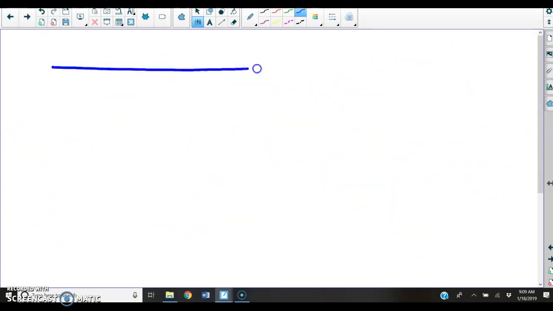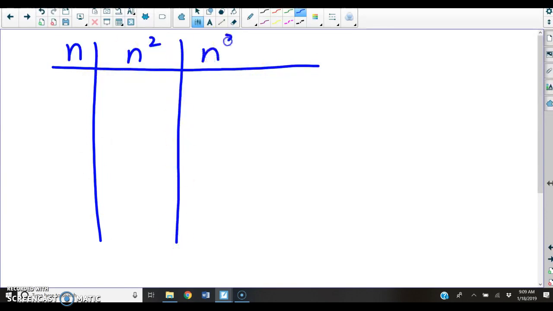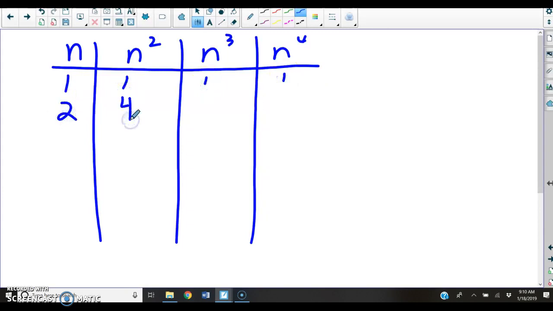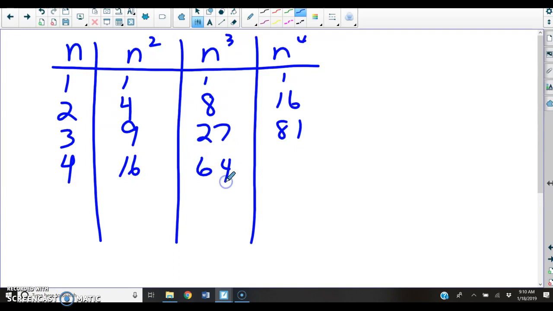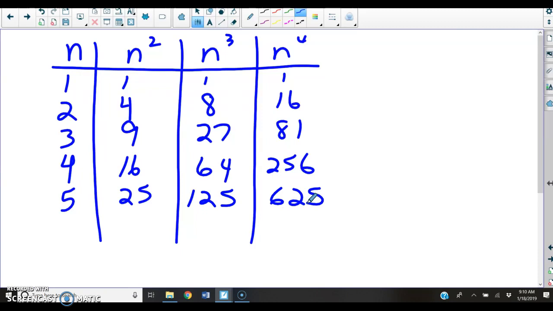FYI, some people like to make themselves a chart. And they might even do n to the 4th. So 1, of course, is easy. But if my number is 2, 2 squared, 2 cubed, 2 to the 4th will go in the next column. Then 3 squared is 9, times 3 is 27, times 3 is 81. And they will make themselves a table. Okay, I think that's 256, but I might be wrong, so you might want to check up on that. 5 is easier for me to remember. And this would be 625. But just making a little table so they know what to expect.